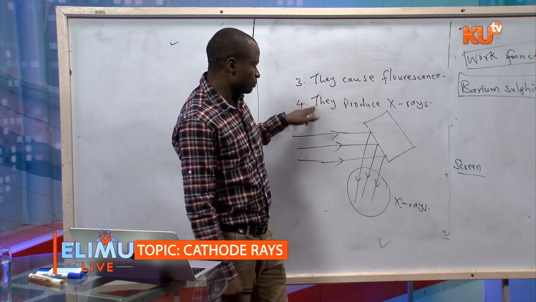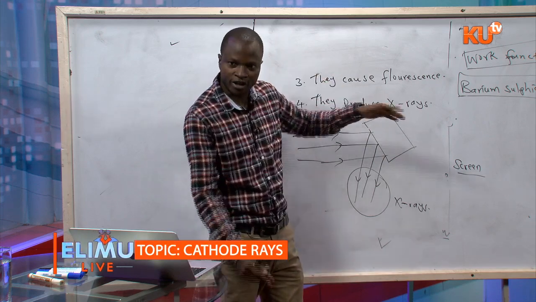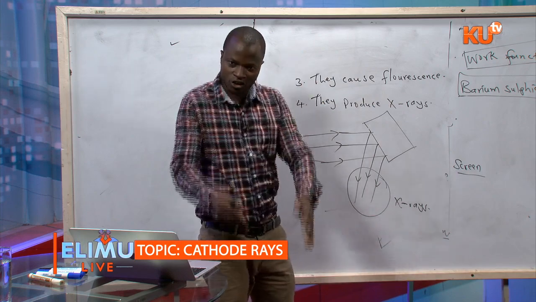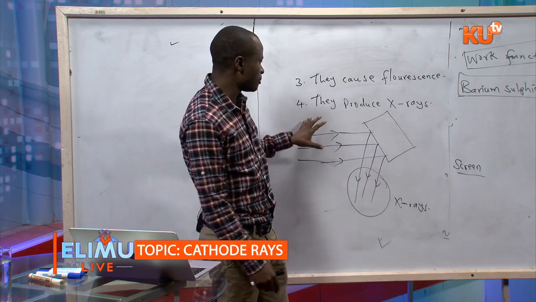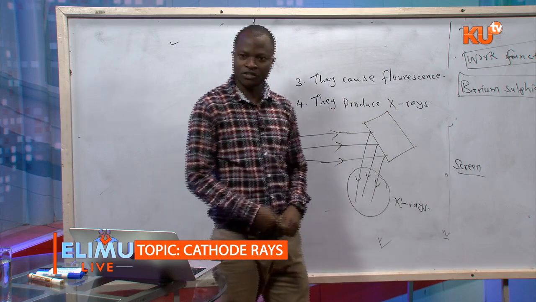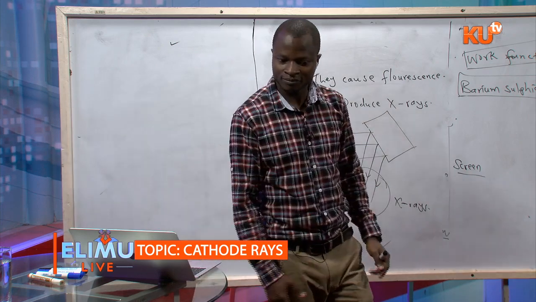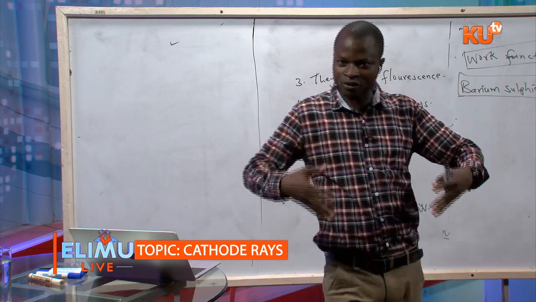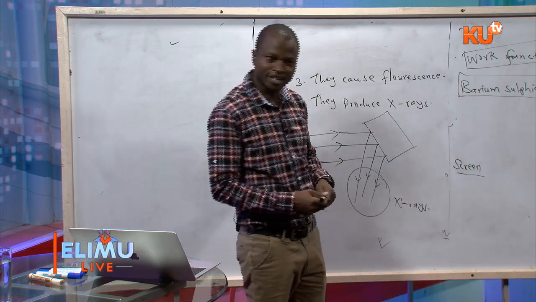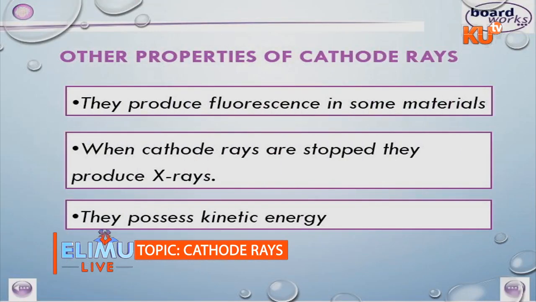So when we stop cathode rays with enough energy, they can produce what? X-rays. That is another property. So they possess energy. Which energy do they possess? Any guess? They are moving. Kinetic energy. They possess kinetic energy, so the kinetic energy can be changed into another form to give us X-rays.